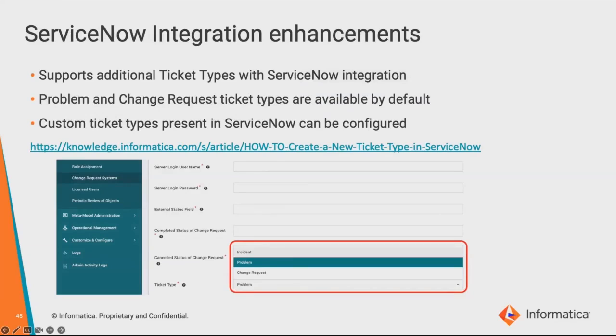Next, we also have the ServiceNow integration enhancement, as I was talking about. This includes support for the problem and change request ticket types in ServiceNow. Earlier, we used to support only the incident. Now we support additional ticket types as well. Also, if you have custom ticket types in ServiceNow, we have a KB article where, from the backend configurations, you can update them so that it reflects in the UI. So you can start using your custom ServiceNow ticket types in Axon directly.